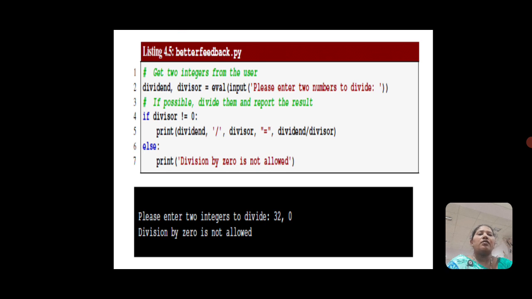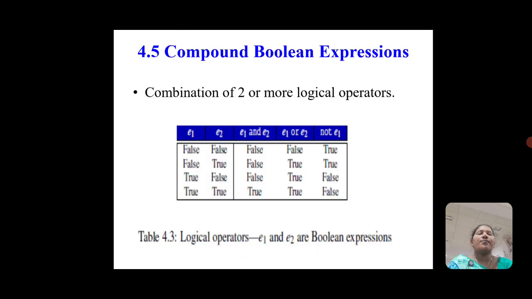If I am giving the two values as 4 and 2, in that case what happens? The if part will be evaluated, and it will be giving me the answer as 4 divided by 2, you will get 2. So this is an example for if else.